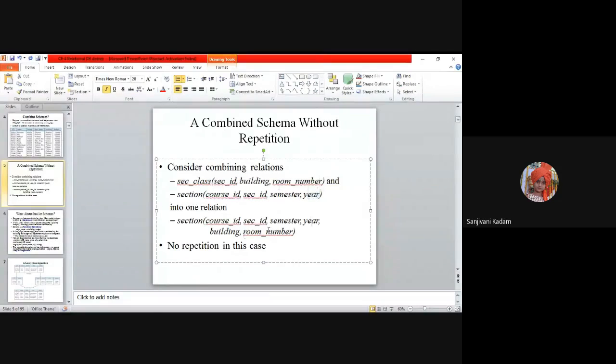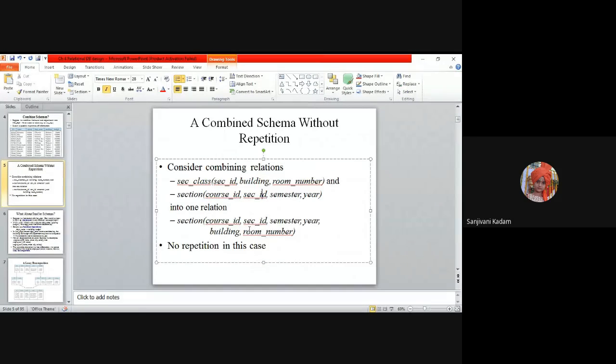If we combine these two into a single relation, it will have a structure like this. But here the point is that the information of building and room number will not get repeated, because section ID refers simply to the course of each semester or each year. There is a possibility of repeating the course ID, but there is very little chance of repeating the section ID, and hence this combined schema will not have any repeated information. Right now we are dealing with the database course. Database engineering is the course ID which will get repeated each year.